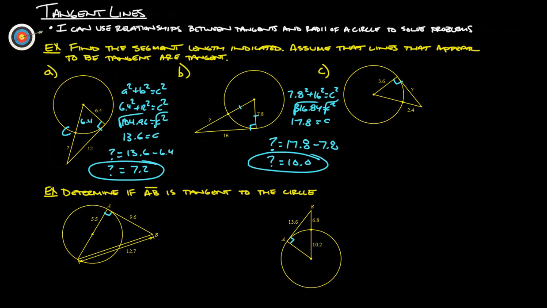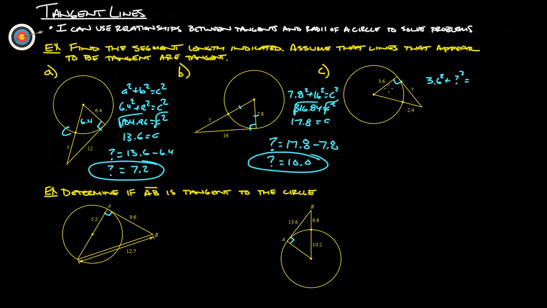All right, C. A squared, B squared, C squared here. So this will be a little different. 3.6 squared plus question mark squared is going to equal not necessarily just this 2.4. That's just this part right here.